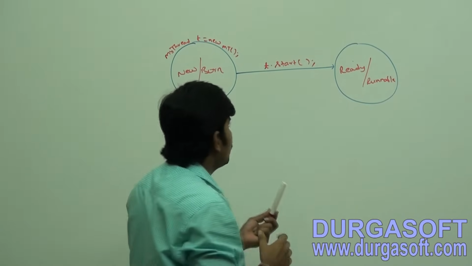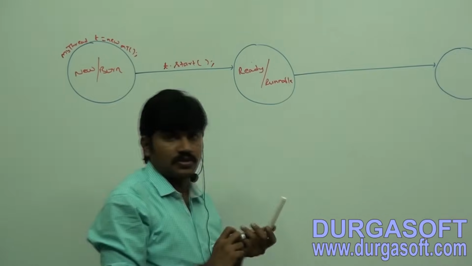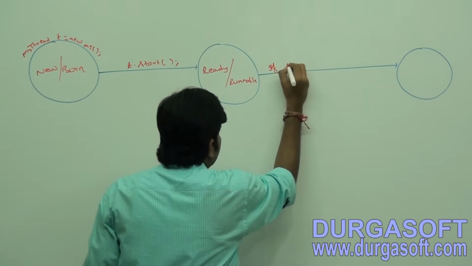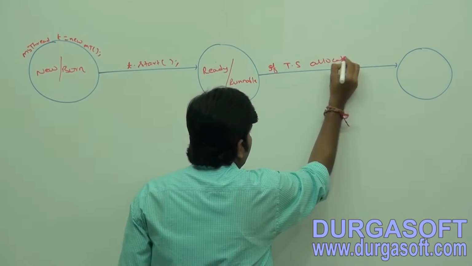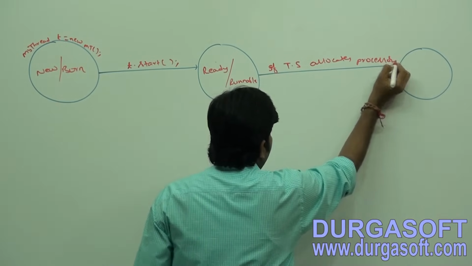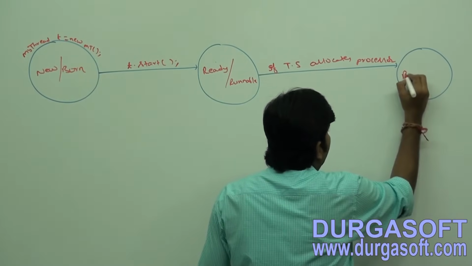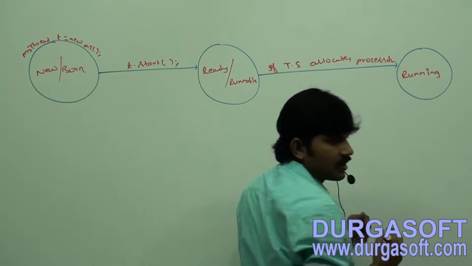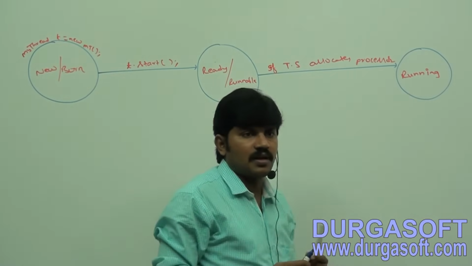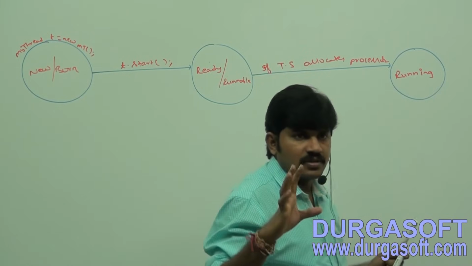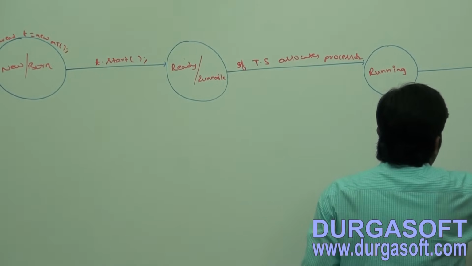Ready or runnable. Next, if the thread scheduler (TS means thread scheduler) allocates the processor, now the thread will enter into which state? Running state. Once a thread has entered into running, the run method has started. Once the run method completes, automatically the thread will enter into which state? This state is called dead state.